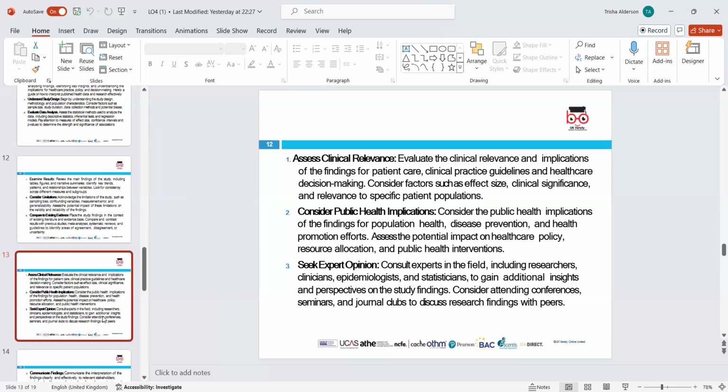If in doubt, seek expert opinion. Consult experts in the field, including researchers, clinicians, epidemiologists, and statisticians, to gain additional insights and perspectives on the study findings. So speak to people about what you've found. Find out more information. If you had the possibility to do so, it might be good if you could attend conferences and seminars, and even join journal clubs to discuss research findings with peers. You can find out more about things by talking to people about them, especially when you're not sure.